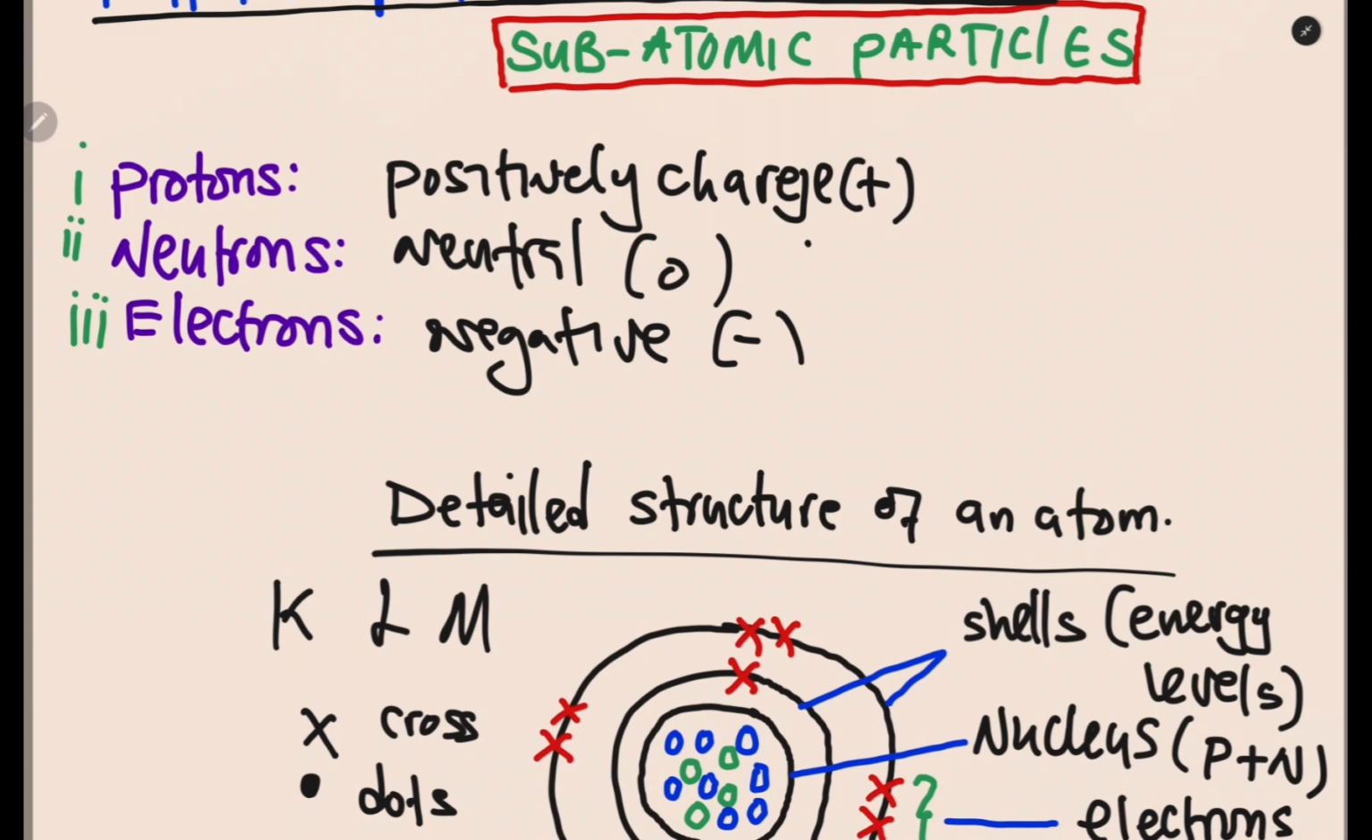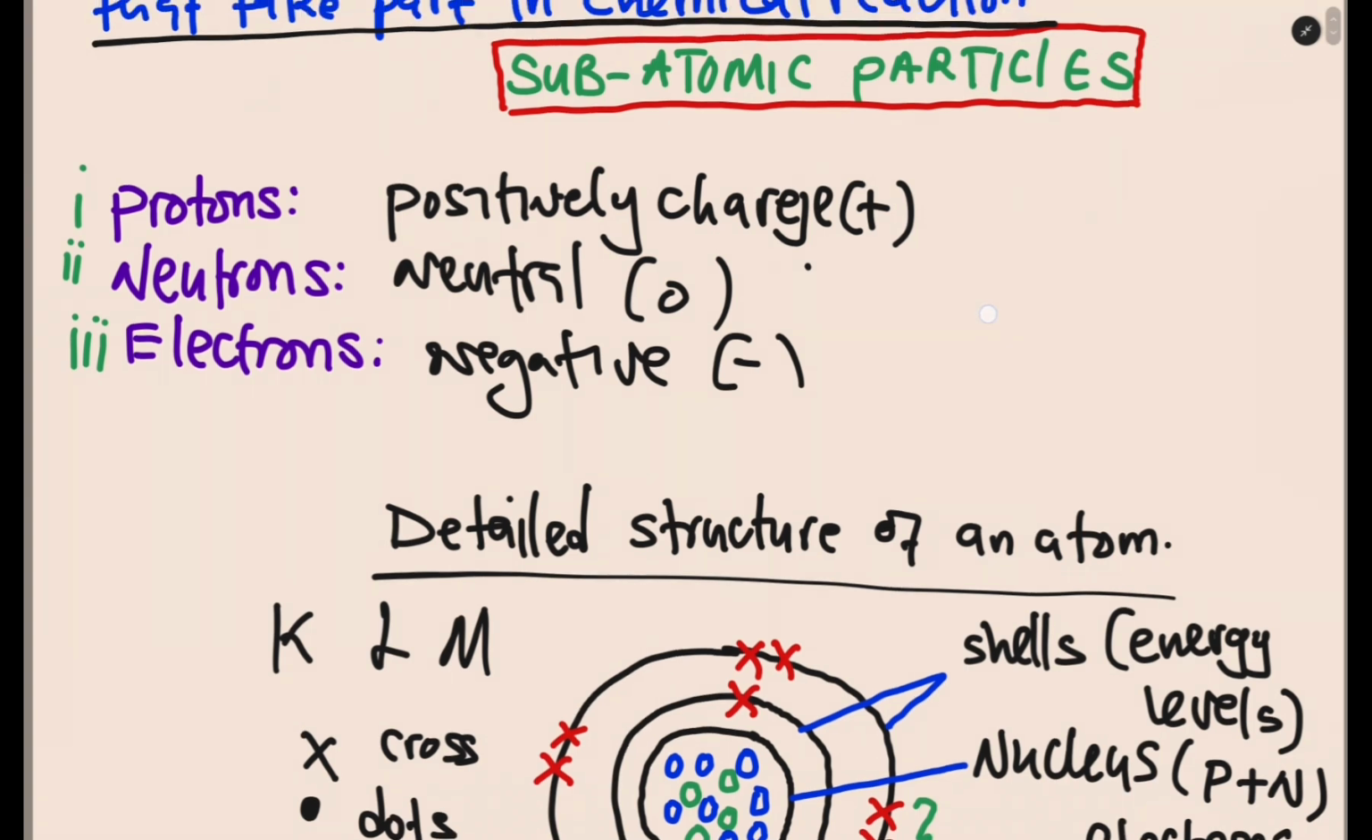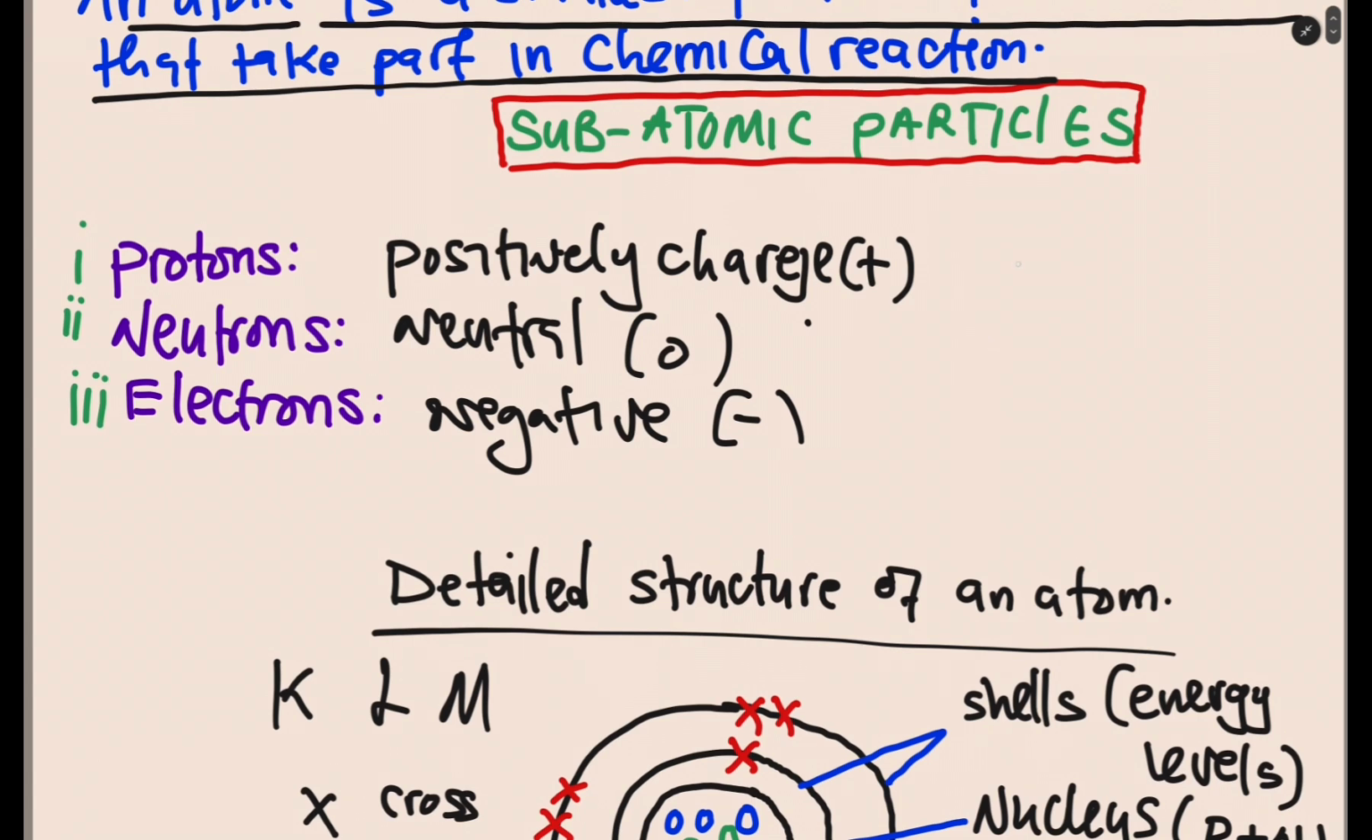Now, another thing that you should know about these is in terms of masses. Protons are measured in what we call atomic mass units. In terms of mass, protons have 1 atomic mass unit. That is their weight. Neutrons also have 1 atomic mass unit. But electrons have almost 0.